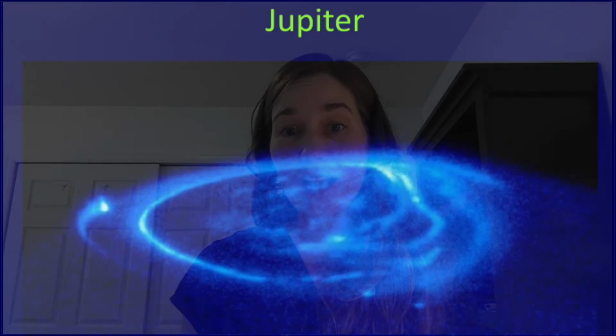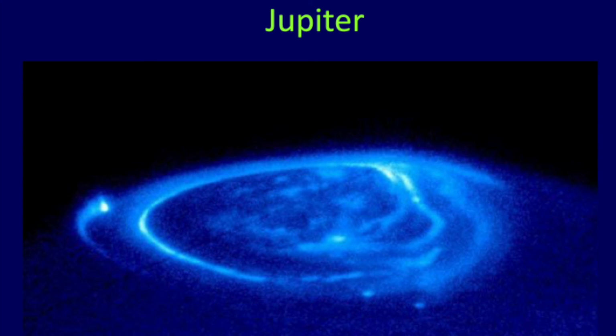And in fact, the brightest aurora in the solar system is the aurora on Jupiter. And on Jupiter, it's a hydrogen aurora, and it's in the ultraviolet.